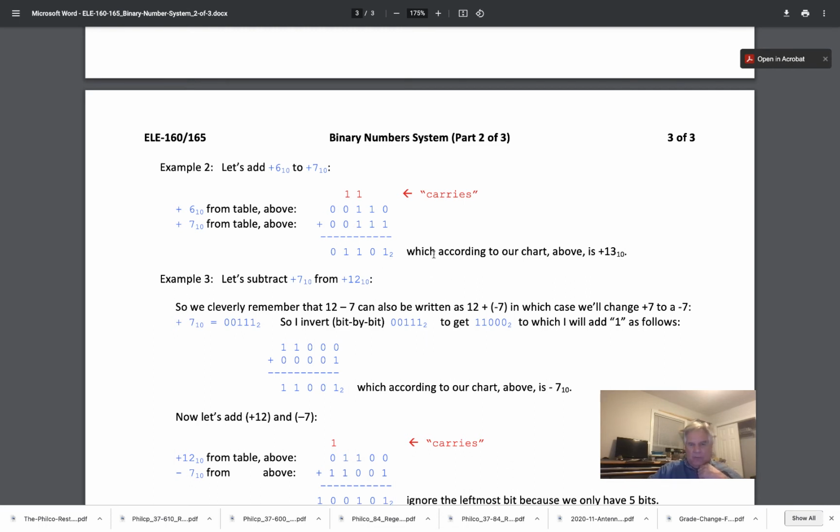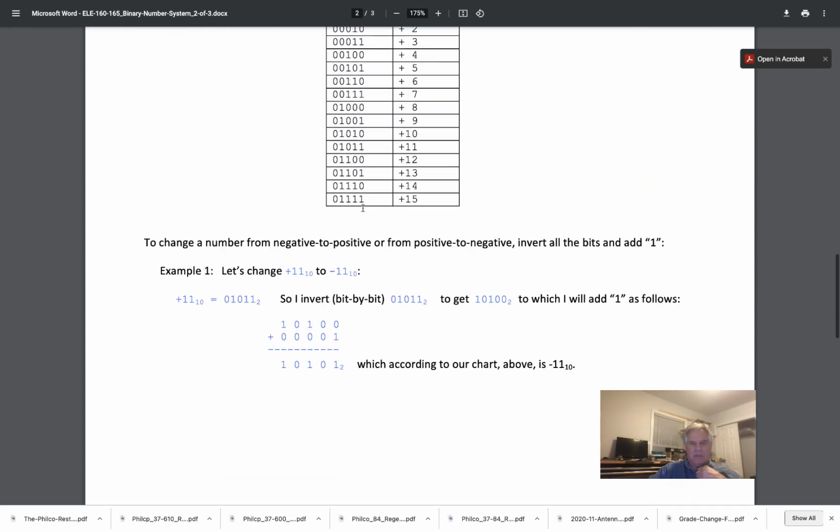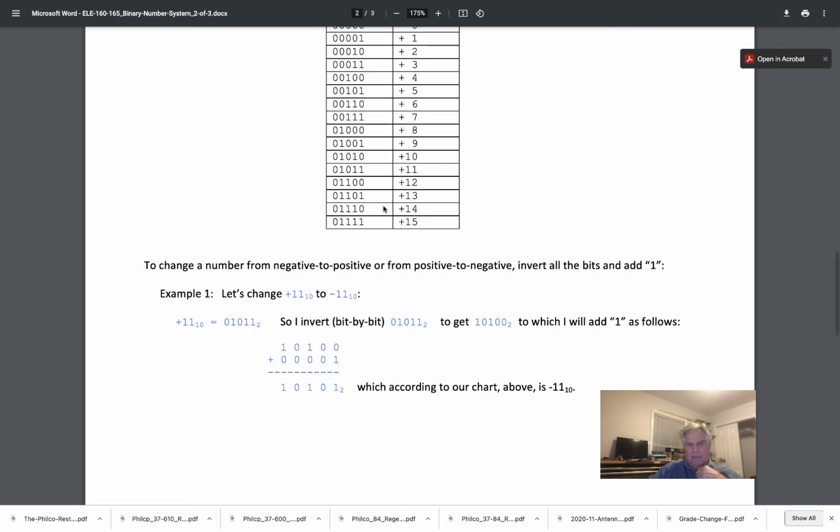Now, according to our chart above, I add 6 plus 7, hopefully I'm going to get 13. I look at my chart above and I've got a 1, no 2s, and a 4, so that's a 5, and an 8. 8 and 5 is 13. And 13 is 0, 1, 1, 0, 1.